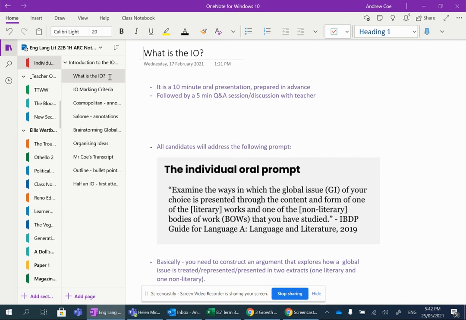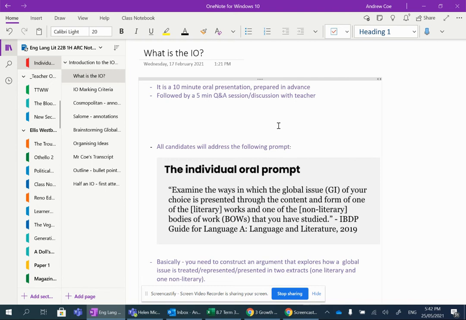So I'll start by just explaining what the IO actually is. In essence, it's a 10-minute oral presentation that you prepare in advance, and that's obviously important. And I think as an activity, it really rewards a systematic and methodical approach. The more time and effort you put into it, the better your result will be. So it's a 10-minute oral presentation that you prep in advance.